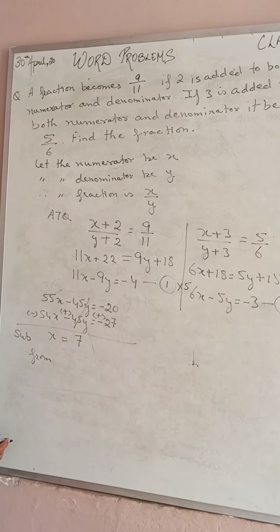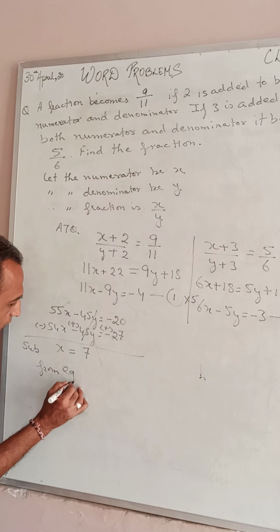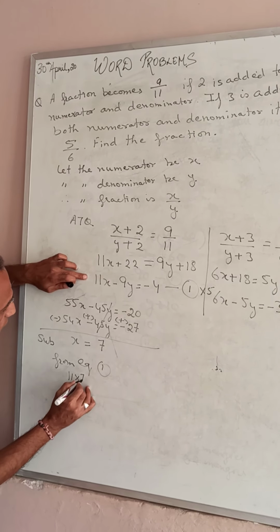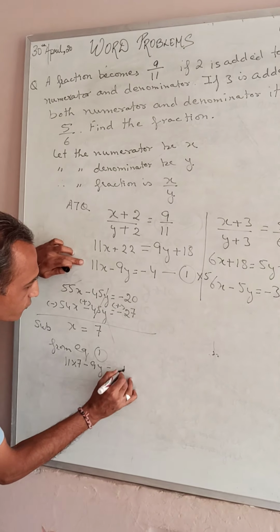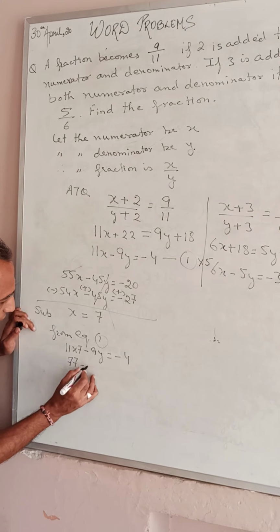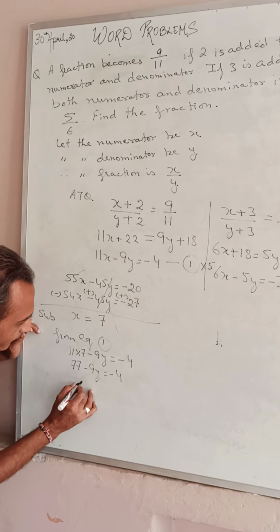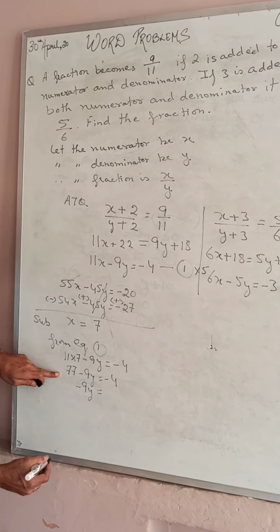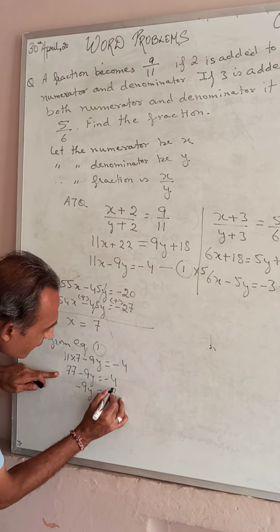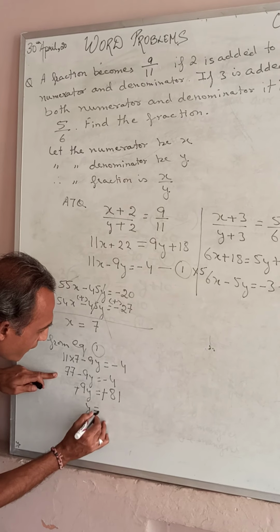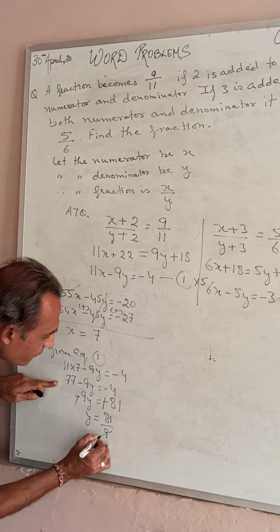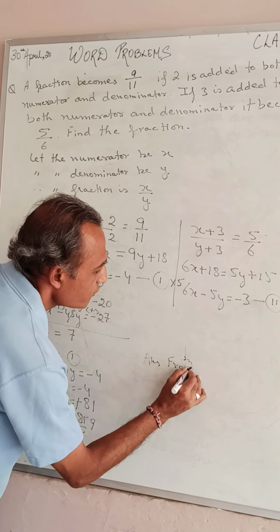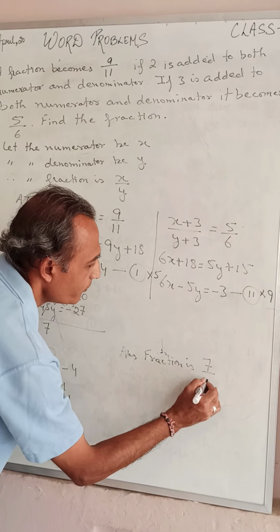By substituting the value in equation 1, from equation 1, I get 11 into 7 minus 9y equals minus 4. 77 minus 9y is minus 4. Minus 9y, 77 is shifted to the other side. It becomes minus 81. Minus cancels out. y is 81 upon 9, which is 9. Answer: the fraction is 7 upon 9.